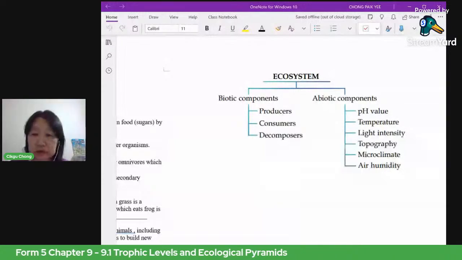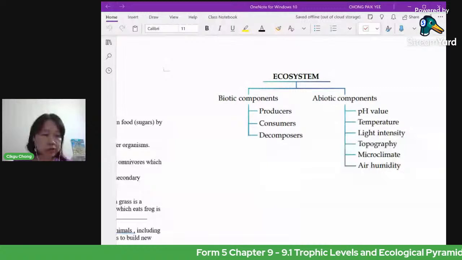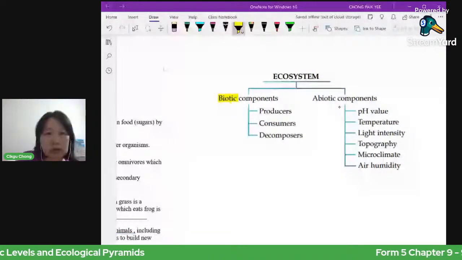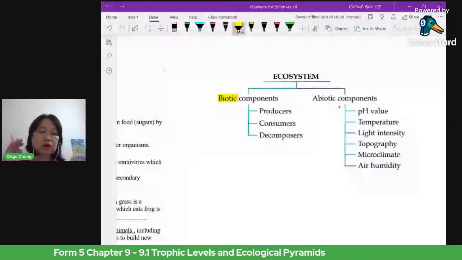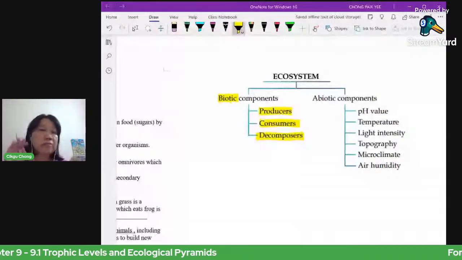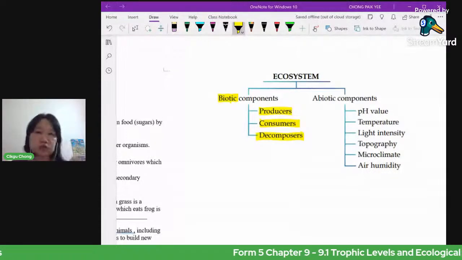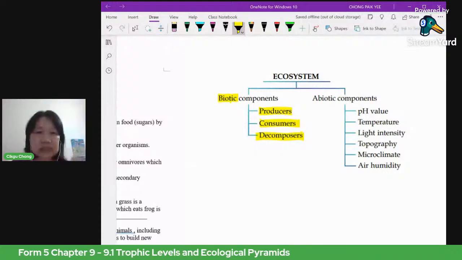Just to recap what you have learned, the meaning of biotic and abiotic. Now we're just looking at the biotic component. If you're looking at biotic, we're only referring to the relationship between producers, consumers, and decomposers. Because all the living things, whether your animal or your plant or a bacteria or whatever, they come under any one of these three groups, whether they're producer, consumer, or decomposer. There's nothing else. So all the living things here play a role as a producer, consumer or decomposer.